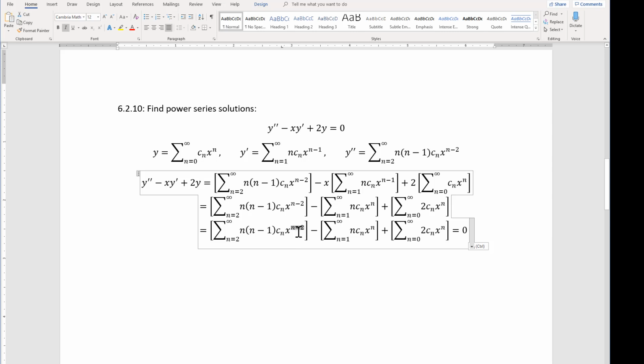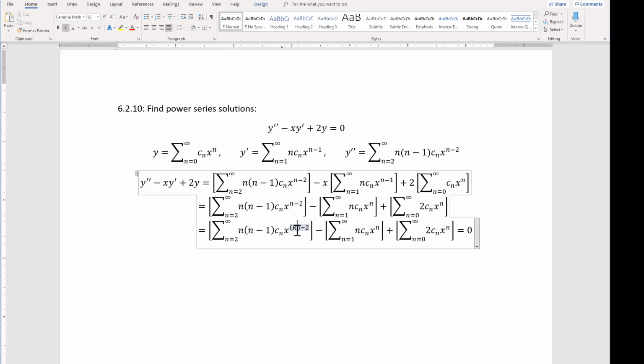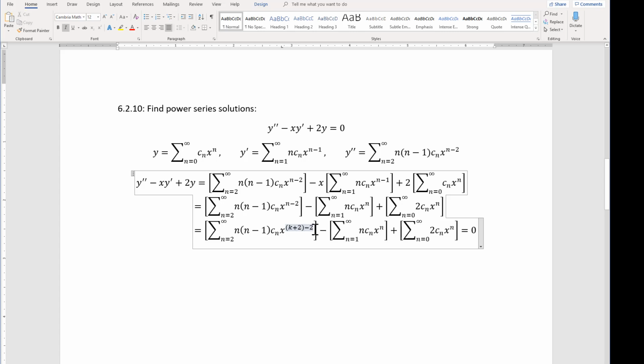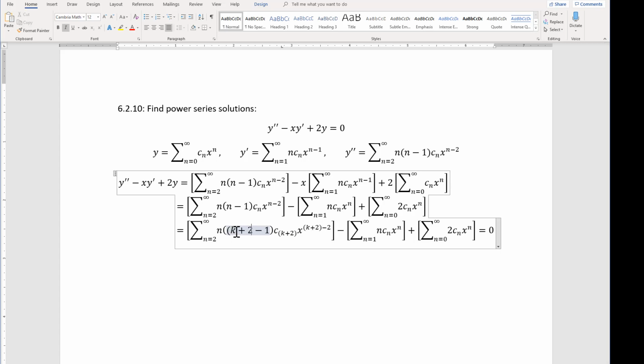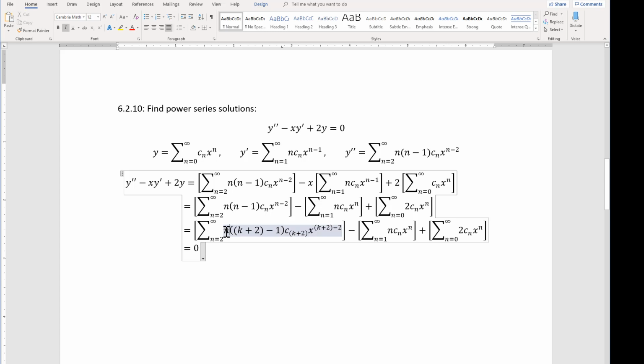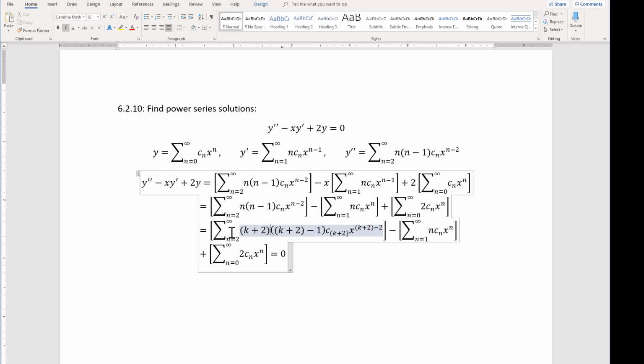So the index shift here is what you do is you change your n to, I can change it to k. So we'll replace n with k plus 2. So I want this to match up with the same index here as n. So if I add 2 to each of these n's, I would have this. So I have k plus 2 in for n, and this would just be k plus 2, and this thing would simplify to k plus 2 minus 1.